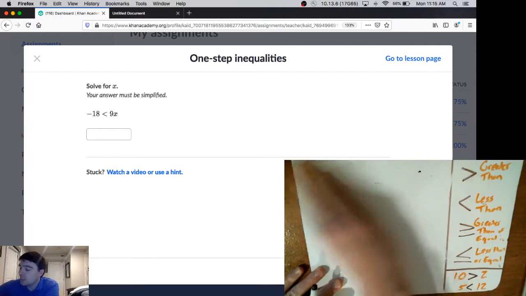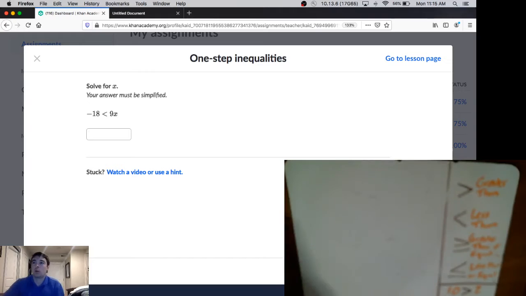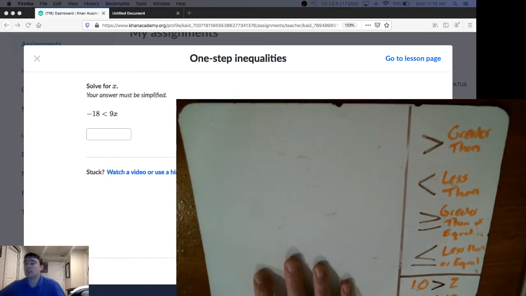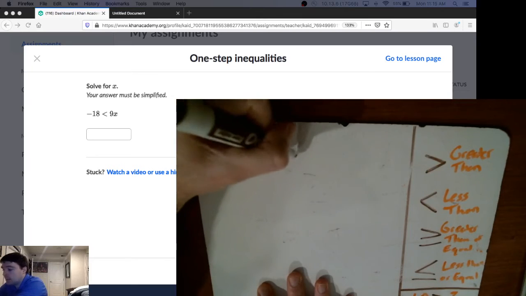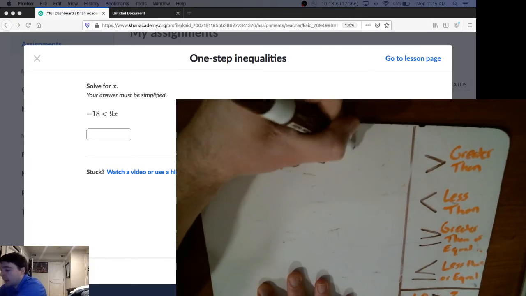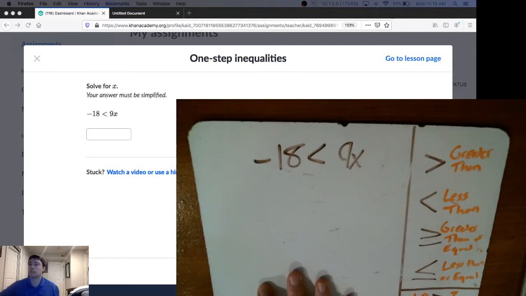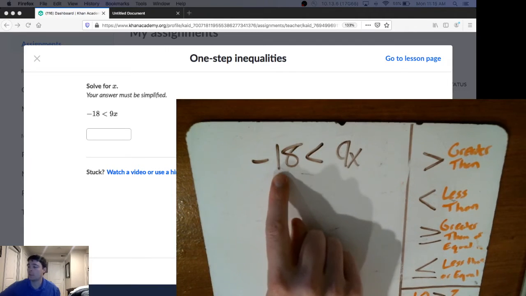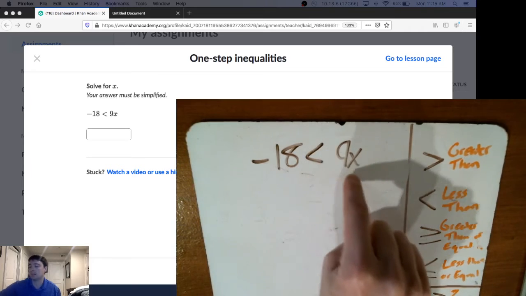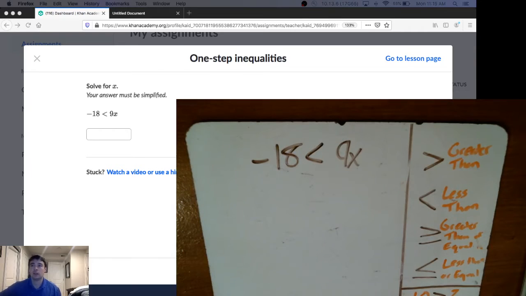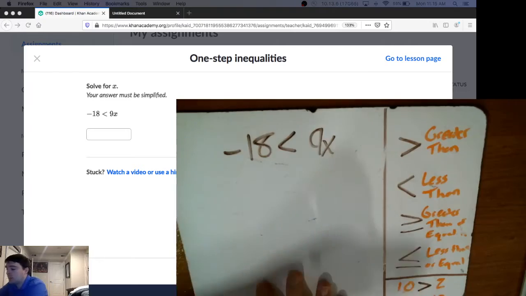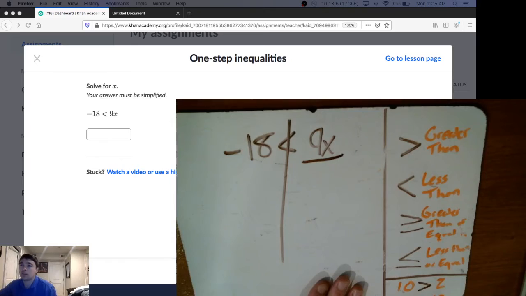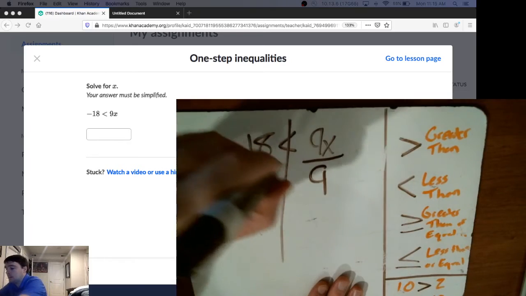So here we see negative 18 as our inequality. And I'll make the whiteboard a little larger again. It says negative 18 needs to be less than 9 times x. So whatever 9 times x is needs to be greater in value than negative 18. Or the other way around, negative 18 needs to be less than whatever 9 times x is. I could solve this by getting rid of the 9. I want to isolate the x. It's on the right side of the equation. And the opposite of multiplying by 9 is to divide by 9.